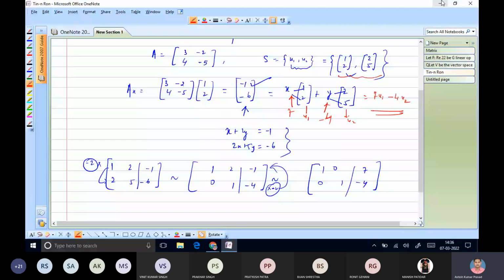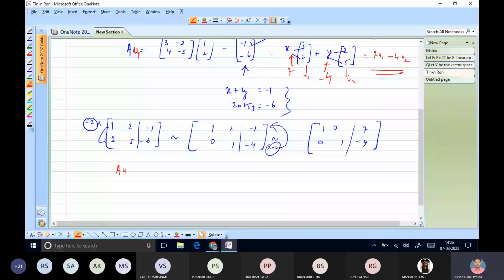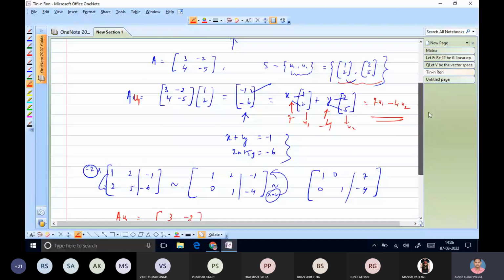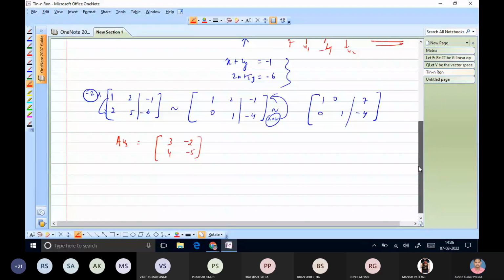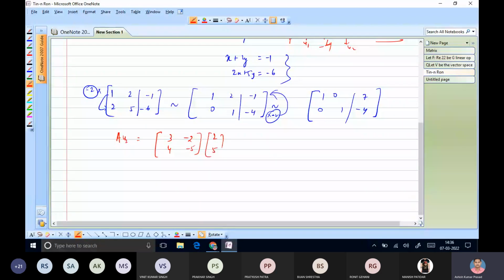Here I have to write AU1. Now I have to find AU2. So what is my A? A is 3 minus 2, 4 minus 5, and U2 is your 2, 5. So I will write 2, 5. So let's multiply 3 to just 6 minus 10. I'm getting minus 4, and 4 to the 8 and 25. 25 minus 8 is 17 minus 9. I'm getting minus 4 minus 17.